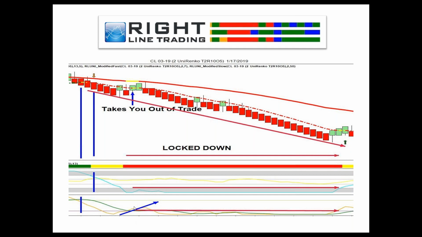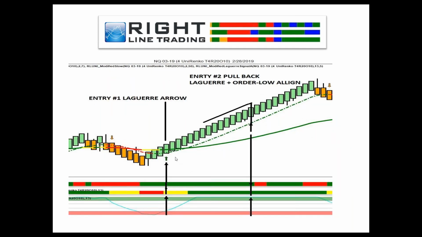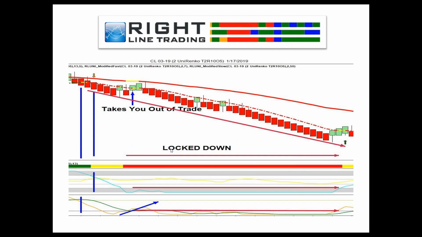On stochastic, you cross the 20 line right here, and you're out of the trade almost immediately, because stochastic was not created to keep you in a trend. It's looking for divergence. So if you're looking for stochastic to keep you in the trend, it's going to do an awful job. It's the same thing with RSI, and it's the same thing with Williams %R. They're going to bounce you out of the trade.